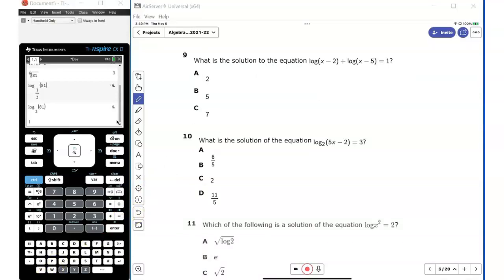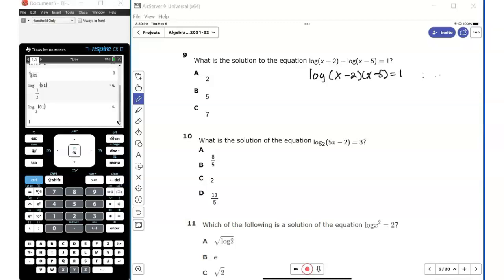Number 9, what is the solution to the equation log base 10 of x minus 2 plus log base 10 of x minus 5 equals 1. We know that the property that is called the product property will allow us to do this. So we have log of x minus 2 times x minus 5 equals 1. So we're able to do that because of the log property of the product.